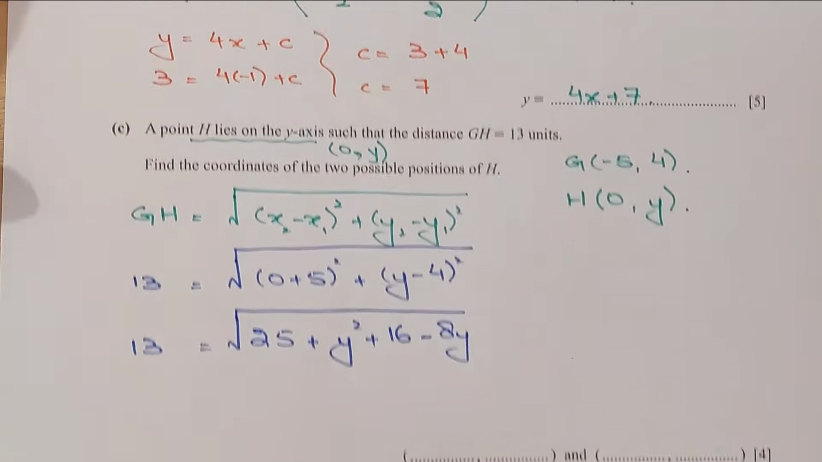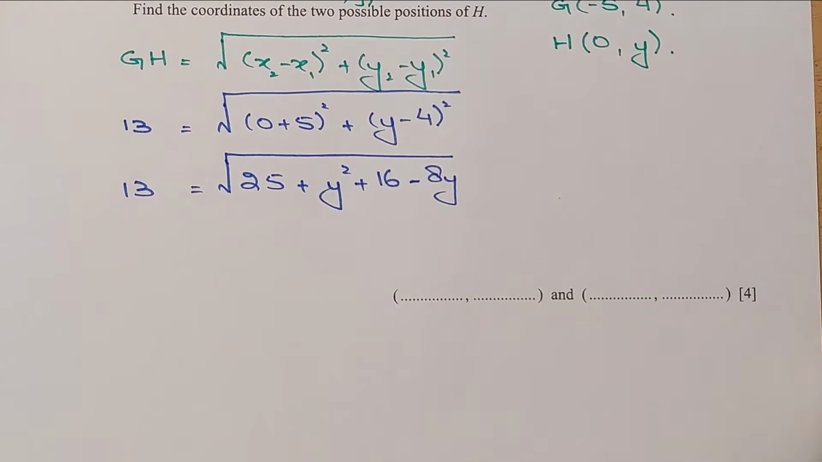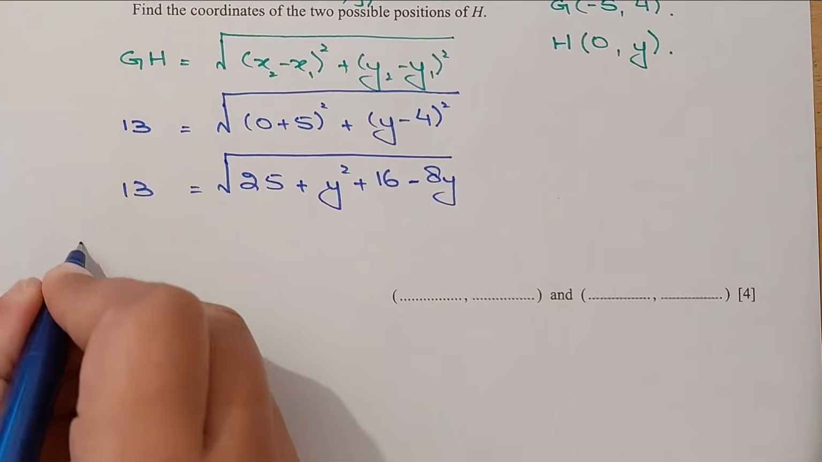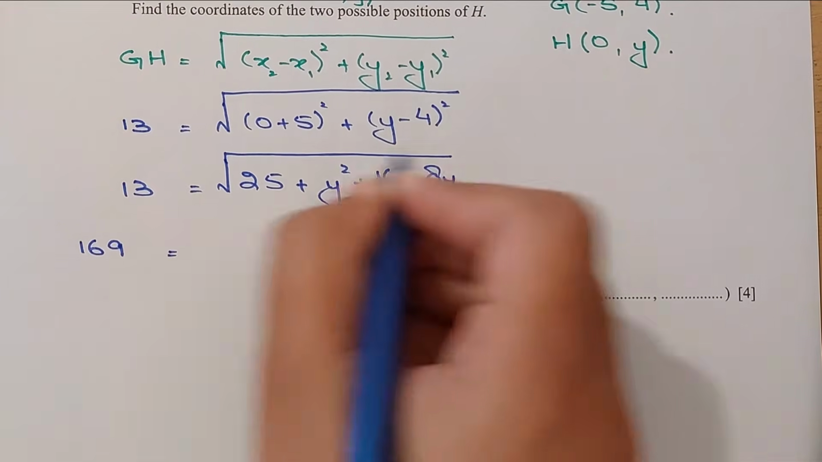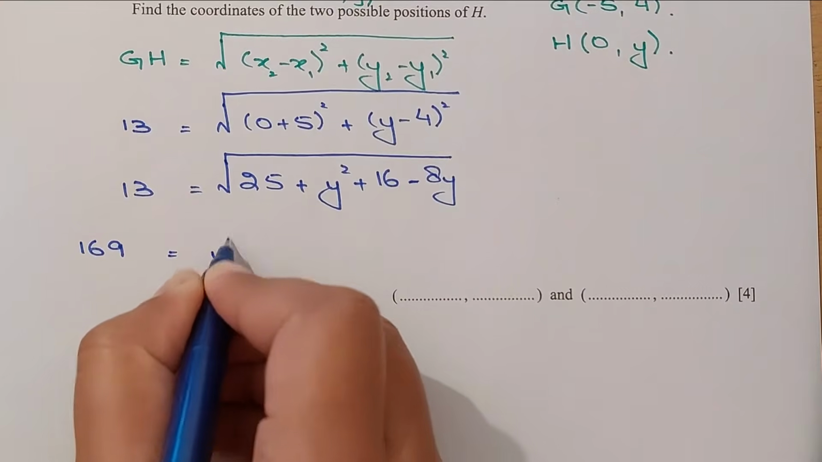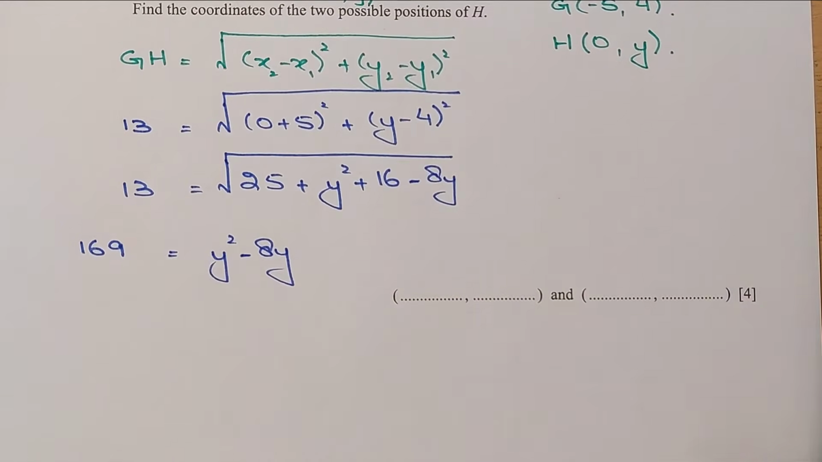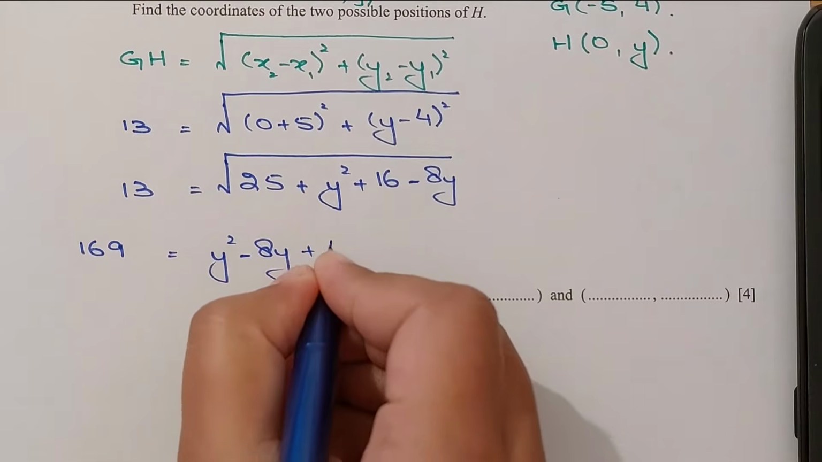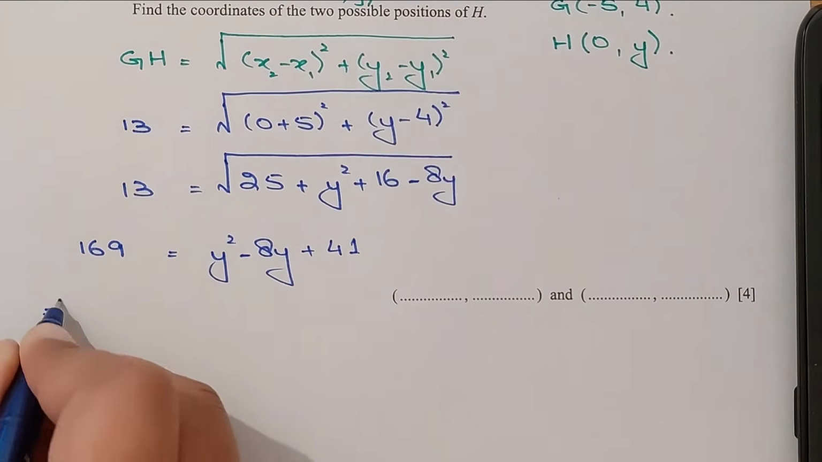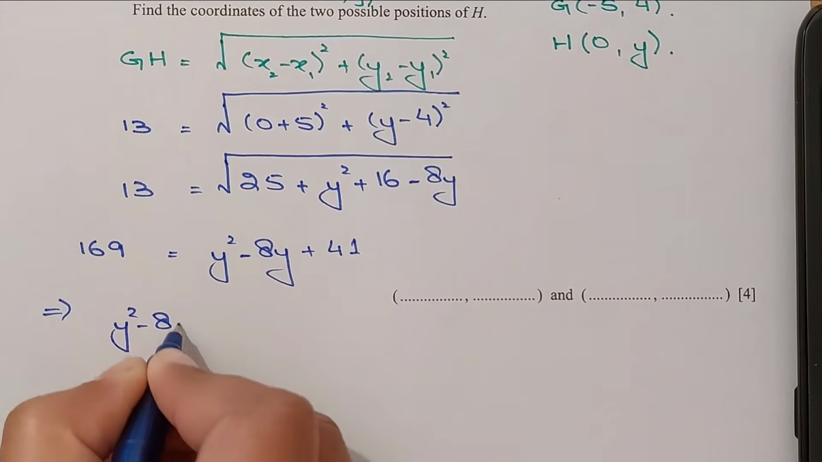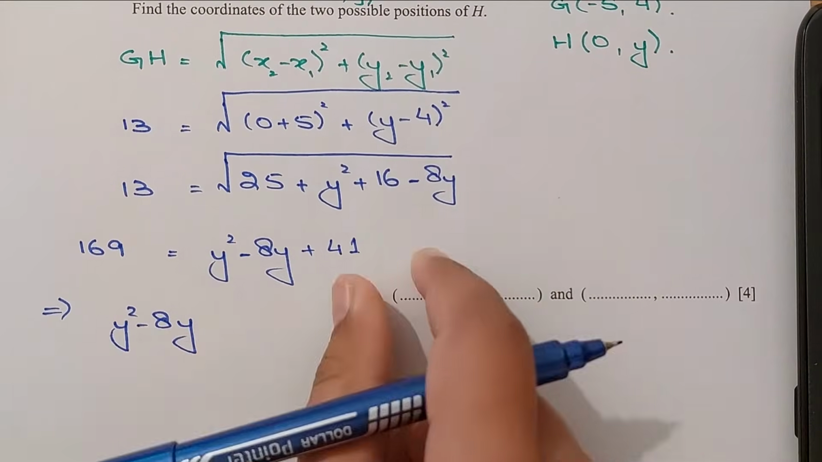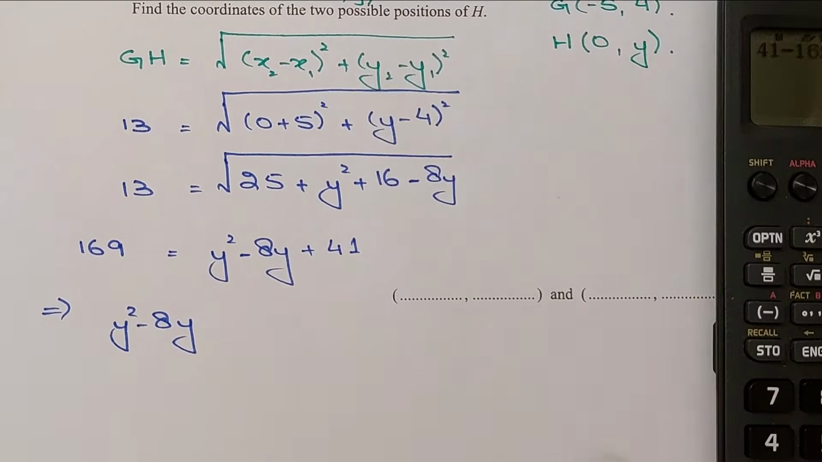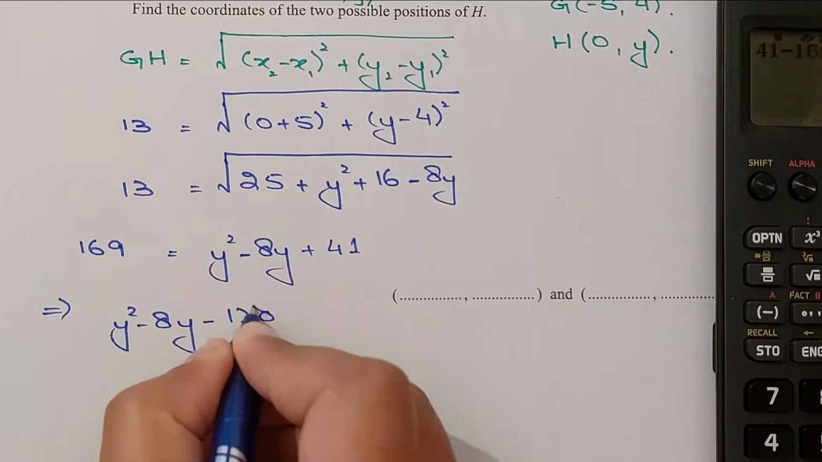Right, now to get rid of the square root, we have to square both sides. So the square of 13, 13 square is 169, and the square root is cancelled. We have y square minus 8y and 25 plus 16, which is 41, plus 41. Right, now let me rearrange it. We have y square minus 8y plus 41, and shifting this term to the right side, that is 41 minus 169, minus 128, equals 0.